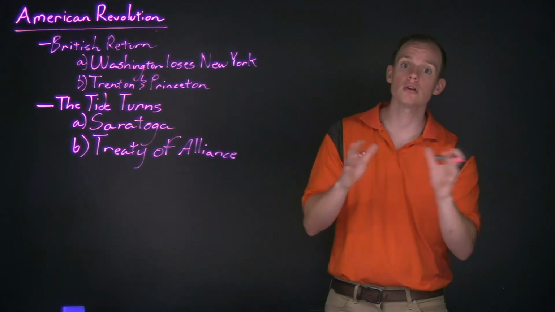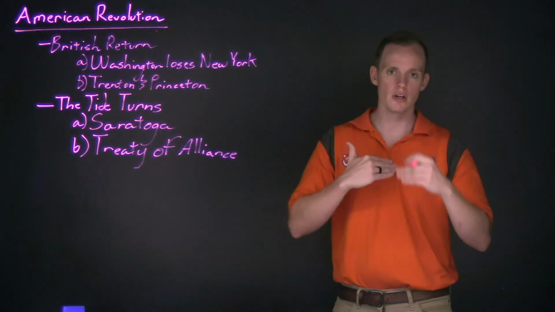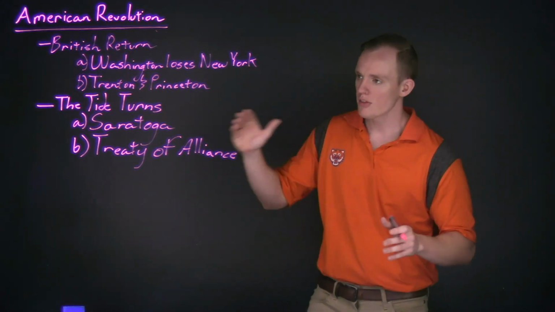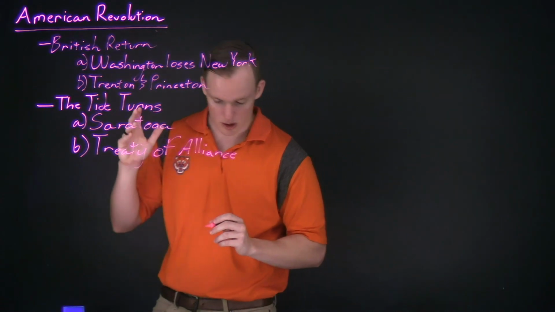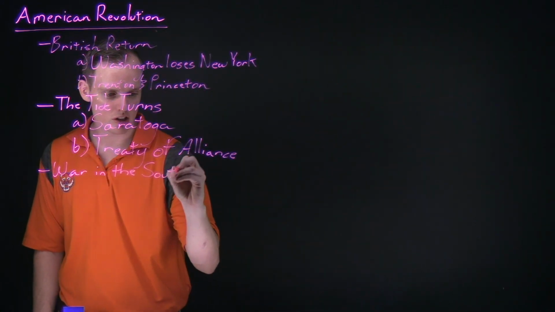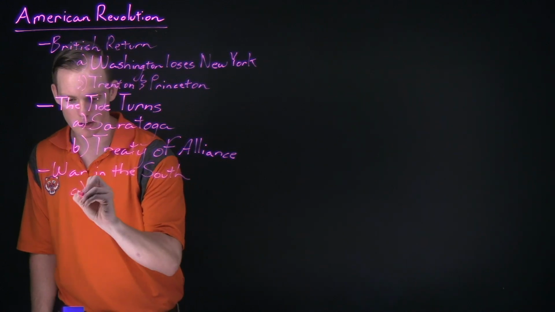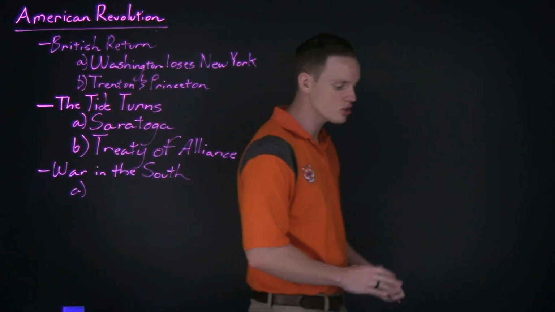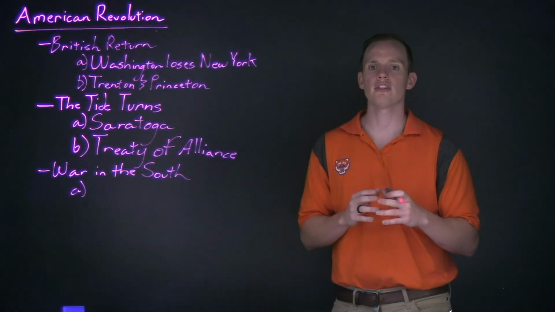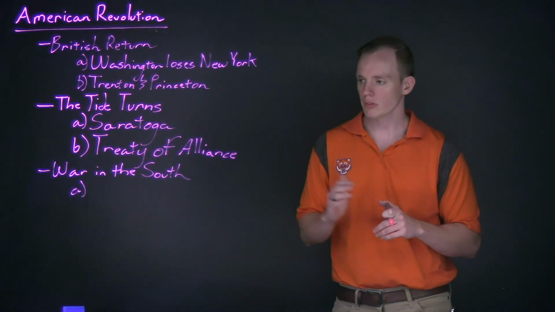And the British, as a result of the French entering the war, have to rethink their strategy if they're going to reclaim the American colonies. And this is where they're going to turn their attention to the southern colonies. Now, by this point in the war, not a whole lot of action has taken place within the American southern colonies. There had been a couple of expeditions by the British to go into the southern colonies, but not a whole lot of enthusiasm went behind those efforts.